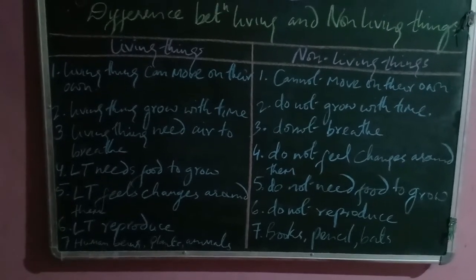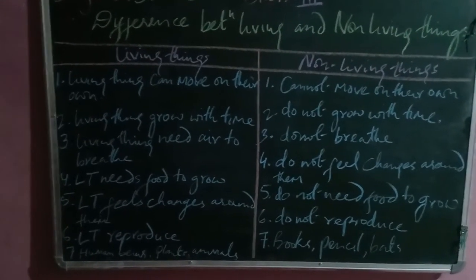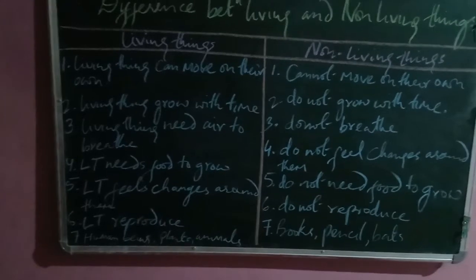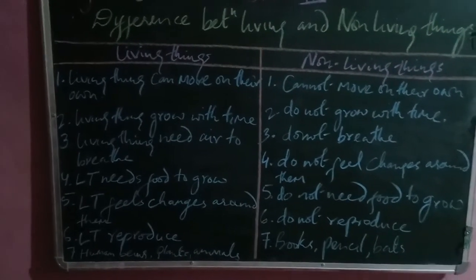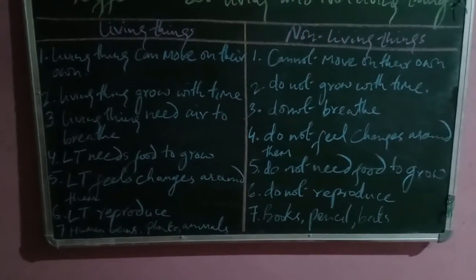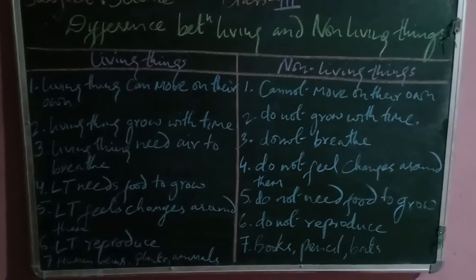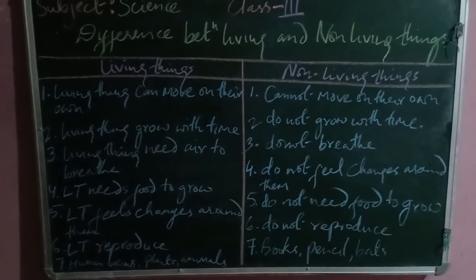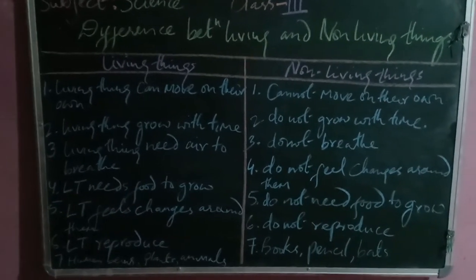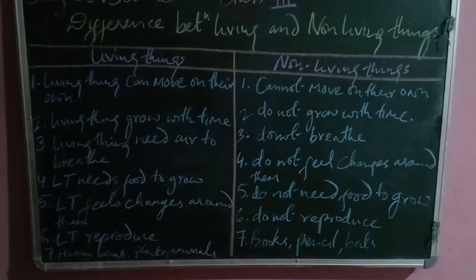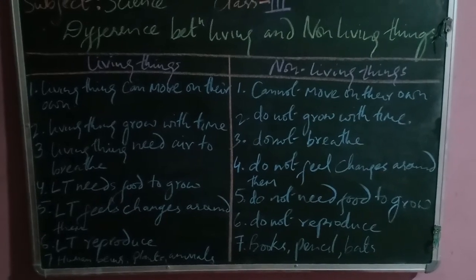Some examples of living things are human beings, plants and animals. For non-living things we have examples like book, pencil, bat and many more. With this we have finished our chapter here. We are going to do our exercises in the next class.